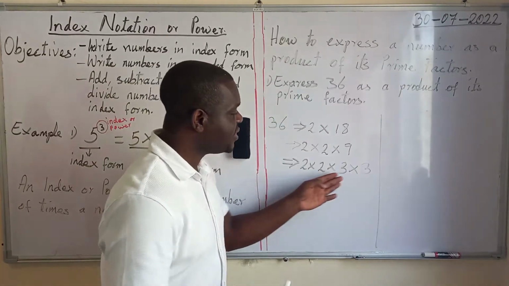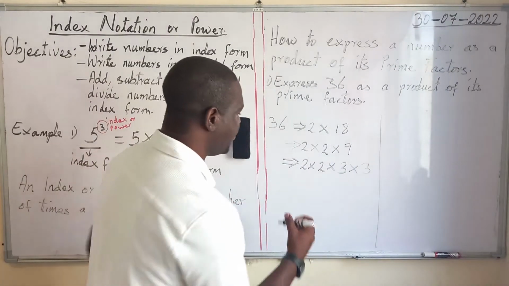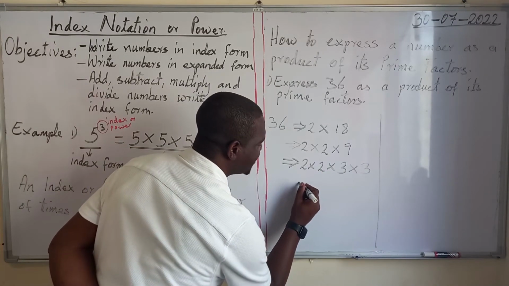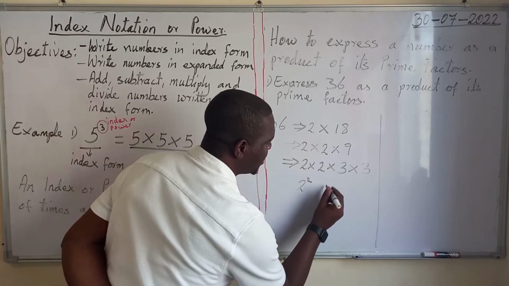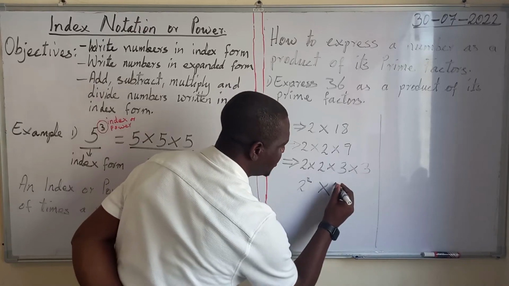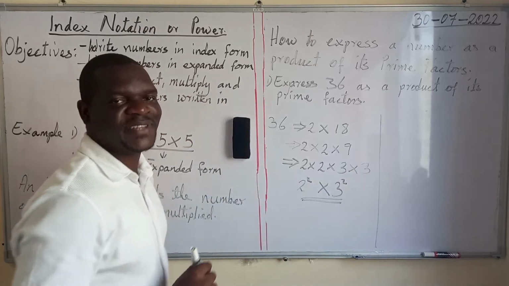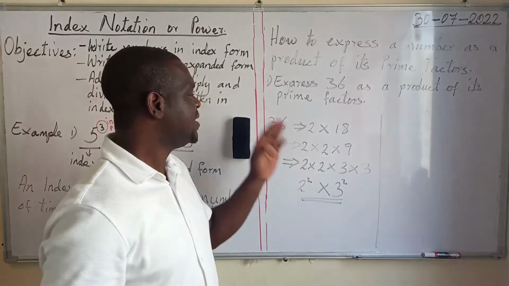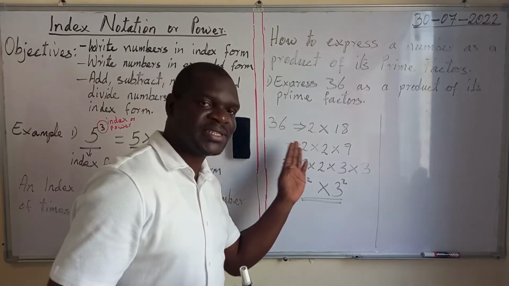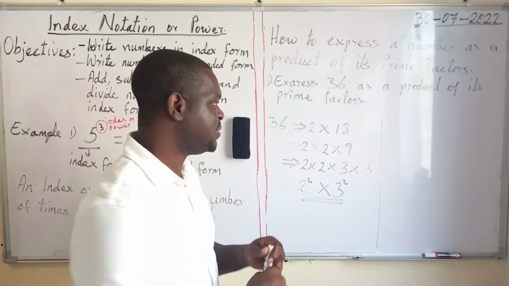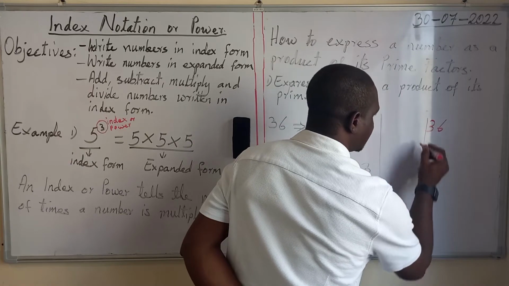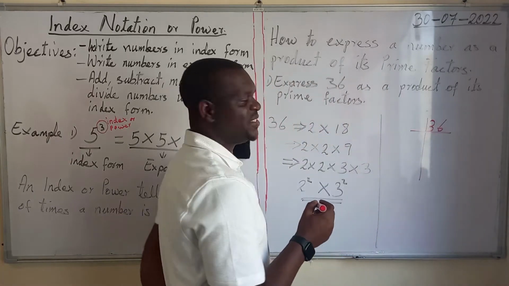How can we write this in another format? Instead of writing it like this, we can decide to write it as 2 square times 3 square. Take note of this answer. Let's look at the second method on how to express 36 as a product of its prime factors. We write 36 and use our prime factorization table.